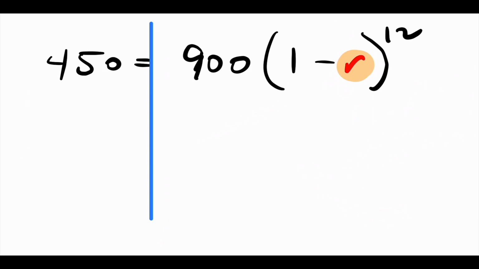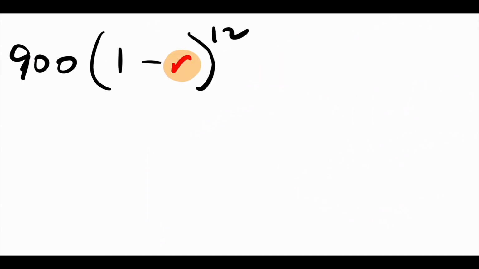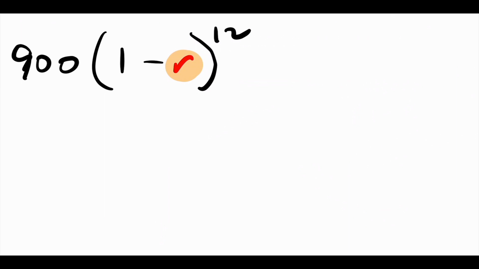Well, normally we'd start inside the parentheses, right? Can I subtract 1 minus R and get a number? No, I don't know what R is. So if I can't subtract, I also can't do a power. Because a power means you know what number it is, right? How do I know what number to multiply by itself 12 times if I don't even know the number? So I can't do parentheses, I can't do exponents. What else is left besides parentheses and exponents?